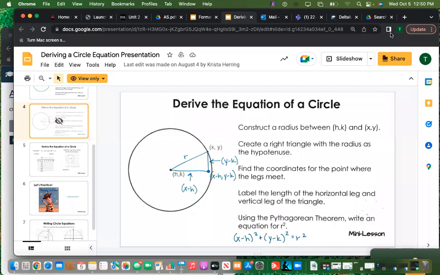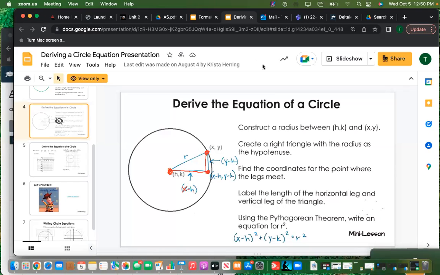Bizarre reason. But when we derive the equation of a circle, this is actually what happens. So we've got a circle, and let's say that we're trying to draw the radius and make a right triangle. We've got the circle, we've got the radius, we've got this point that's called XY, which is right here. We've got the center, which is called HK. The distance from here to this point, which is dropped down, is X minus H. The distance between this point and this point is Y minus K.